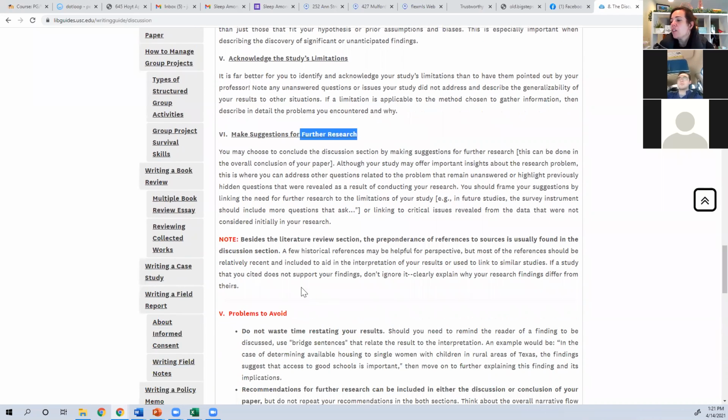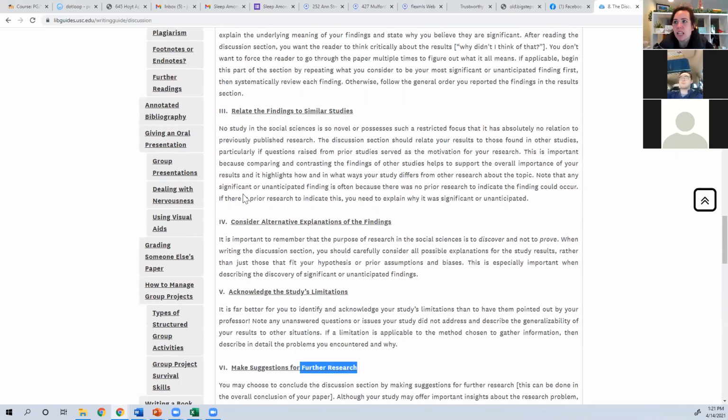Okay. The bottom section you can read at your leisure. This is really the meat and potatoes that I think we need to cover for the discussion section.